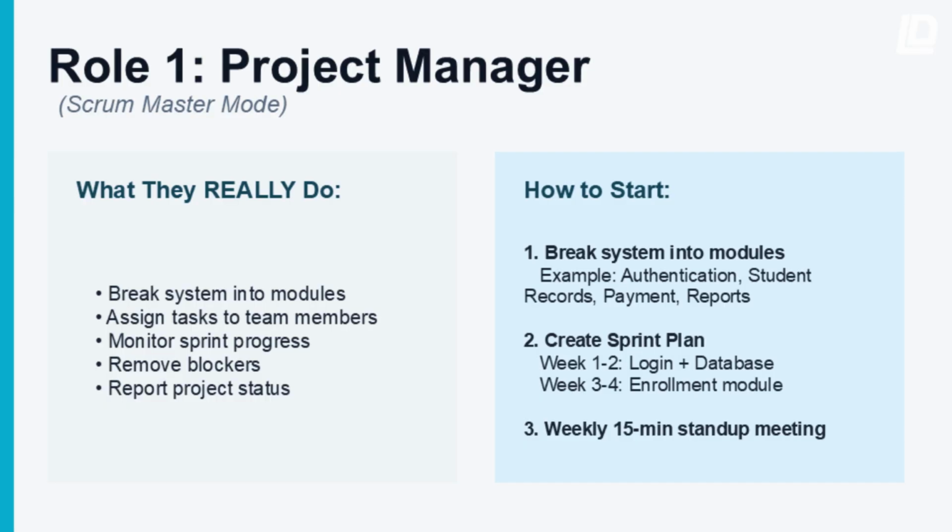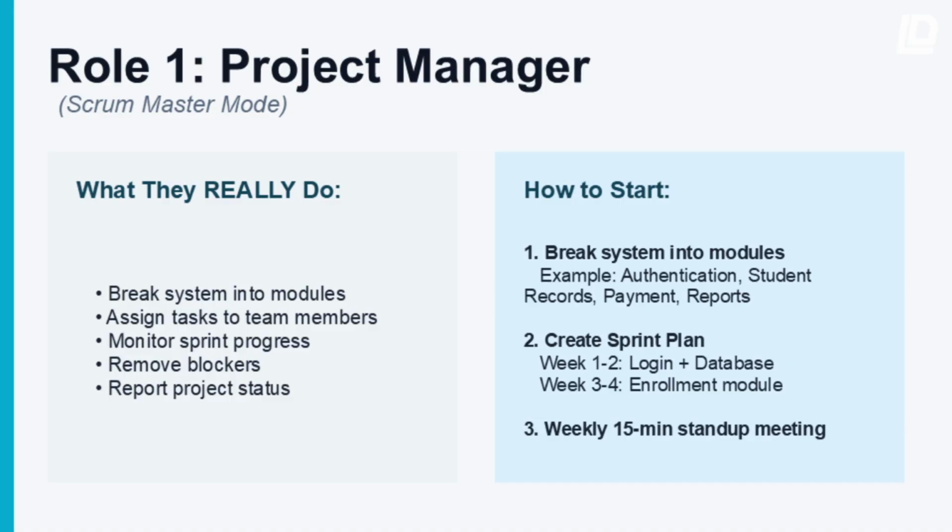They assign tasks based on team members' strengths and availability. They monitor sprint progress using the task board, making sure nothing falls through the cracks. They remove blockers. If someone's stuck waiting for another team member or needs clarification, the PM solves it. And they report project status to advisors or panelists.